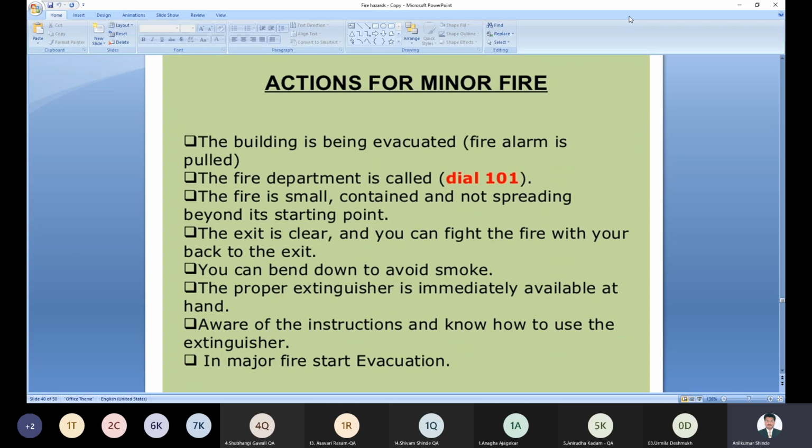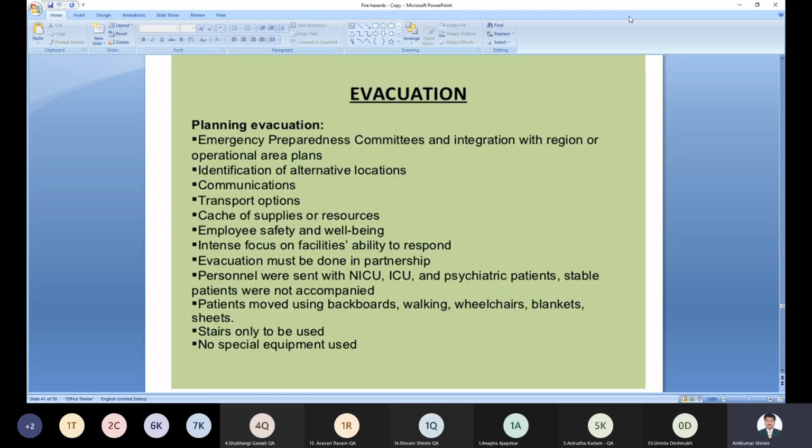Then you can bend down to avoid the smoke, right? The proper extinguisher should be immediately available at hand. It should be placed so that it is easily accessible and easily handled. Be aware of the instructions and know how to use fire extinguishers. For a major fire, starting evacuation is very important.